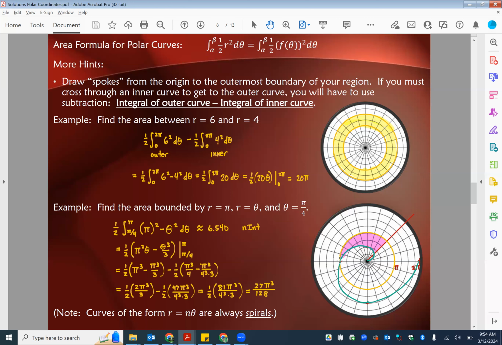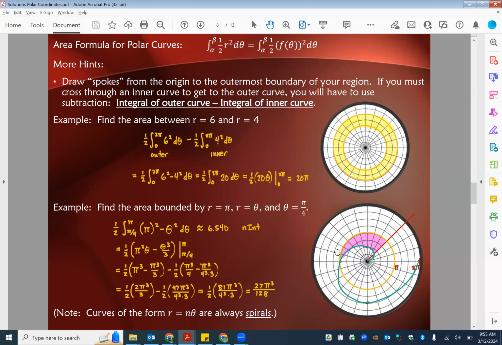My intersection of the yellow and the green would simply be the theta value where r equals pi and r equals theta coincide. So we could set those equal to each other, which essentially says it's when theta equals pi, and that's going to determine my upper bound.